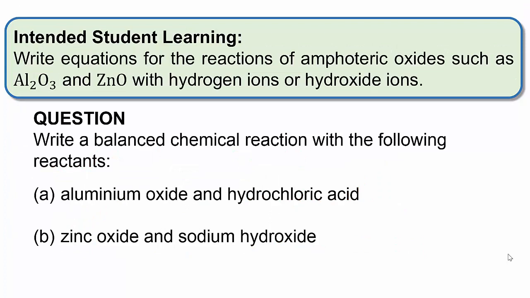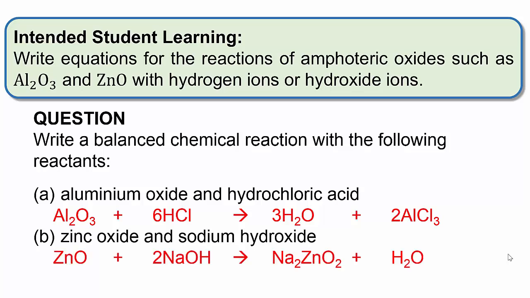And then last lot of practice questions. So these are with our amphoteric oxides. So aluminium oxide plus hydrochloric acid and zinc oxide and sodium hydroxide. So pause the video, have a go. And so the answers for these ones are here on the screen. So water and aluminium chloride, and then sodium zincate and water.